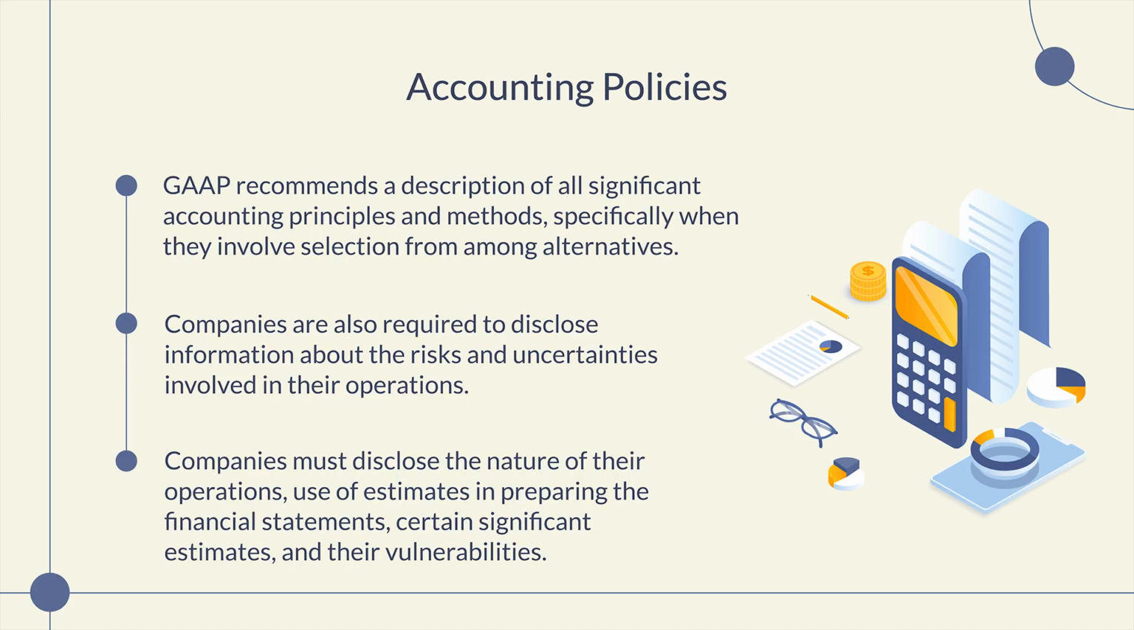Companies are required to disclose significant accounting policies. GAAP recommends a description of all significant accounting principles and methods, specifically when they involve selection among alternatives, for example, LIFO and FIFO. Companies are also required to disclose information about the risks and uncertainties involved in their operations. And finally, companies must also disclose the nature of their operations, the use of estimates in preparing the financial statements, certain significant estimates, and their vulnerabilities.